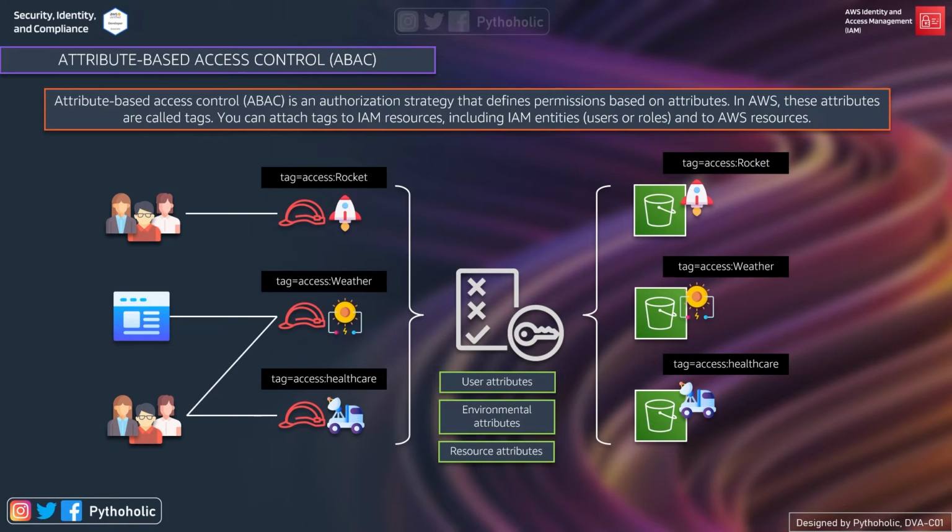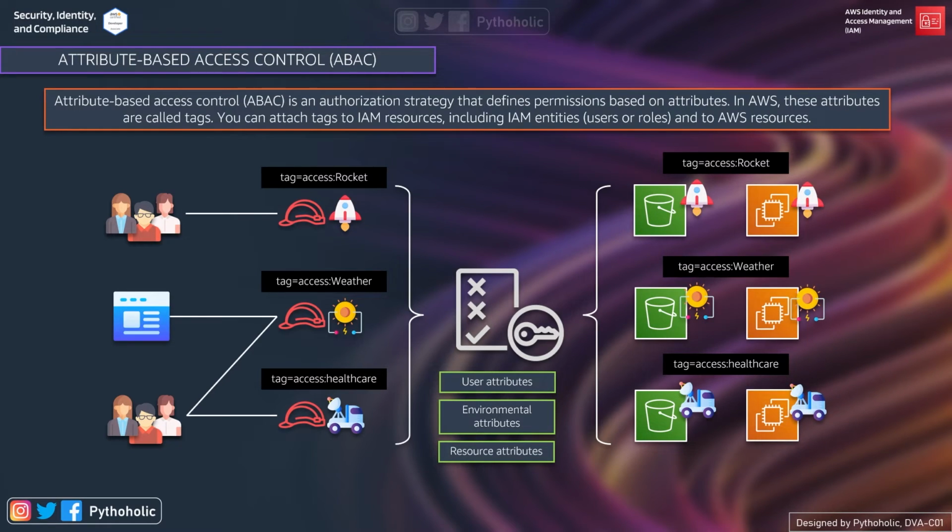And now what will happen if we are trying to evolve our application, just like we discussed in RBAC? Let's suppose our application is evolving and it wants to use EC2. We can just add the resource with the same resource tag: rocket, weather, healthcare. As the resources will be coupled with the access tags, which will allow users to use the same tags to make use of them. And that is the beauty of using attribute-based access control. I hope you got the point here.